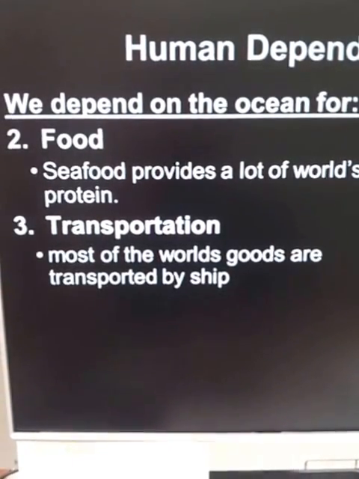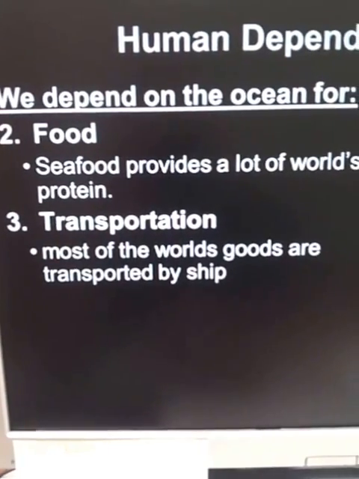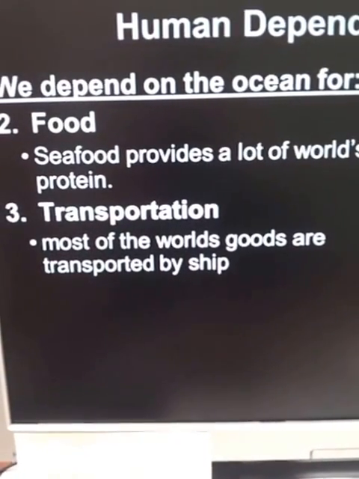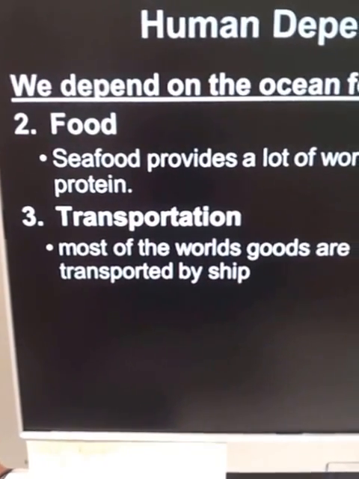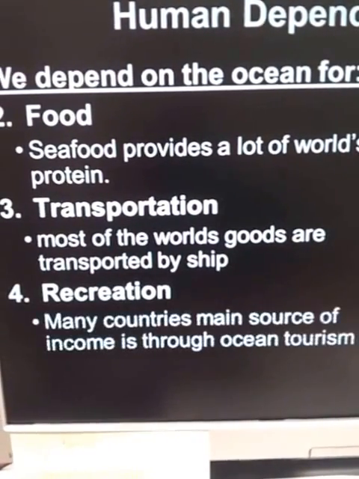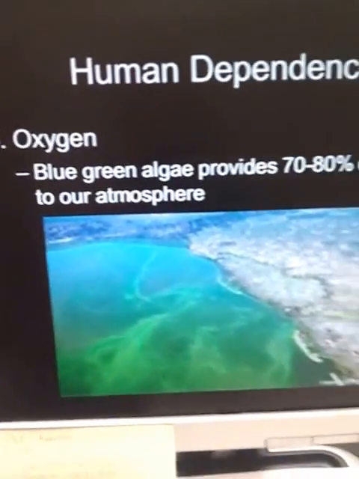Transportation. Most of the world's goods are transported by ship. Why is that? Because if you put it on a plane, that's going to cost more. You're going to have a lot more problems transporting goods from one place to another. Recreation. Many countries' main source of income is through ocean tourism.